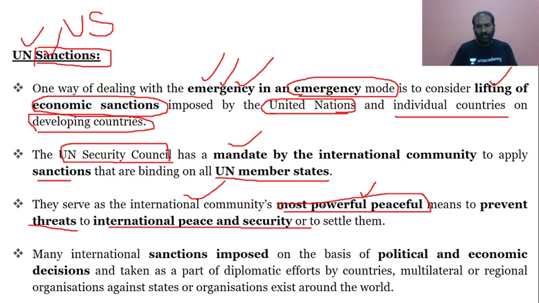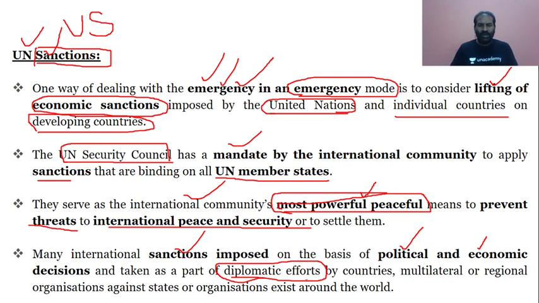Again, this is important from the analytical point of view for prelims. Many international sanctions were imposed based on political or economic decisions. So whenever the UNSC has gone ahead with imposing UN sanctions, it could be in regards to political decisions or economic decisions. And this will definitely be a part of diplomatic efforts. Again, analytical point of view for prelims.